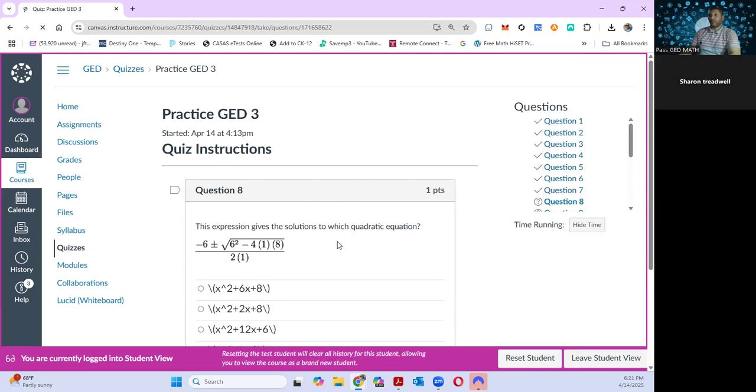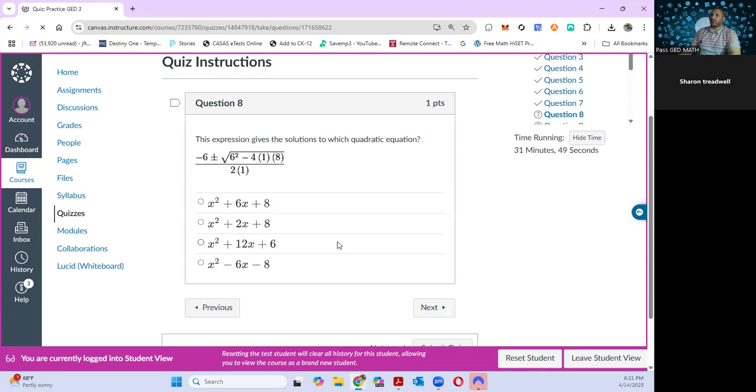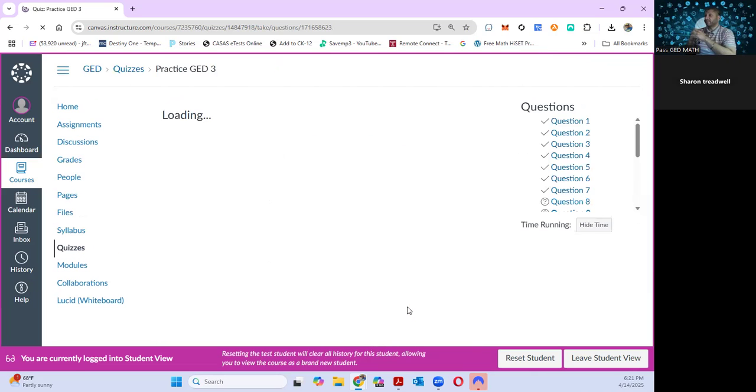The expression gives solutions to which quadratic equation? This expression gives the solutions to which quadratic equation? I'm going to pass. I'm passing. If you don't know it, skip it.